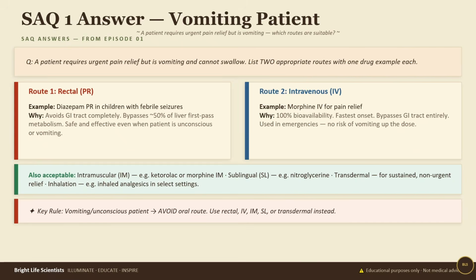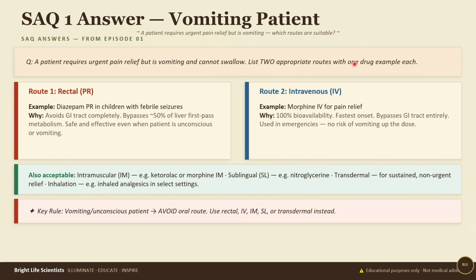Welcome back, everyone. Before we dive into today's brand new content, let's honor the promise we made in episode 1. Those SHU and long answer questions you've all been waiting for. The first question was, a patient requires urgent pain relief but is vomiting and cannot swallow. List 2 appropriate routes with one drug example each.